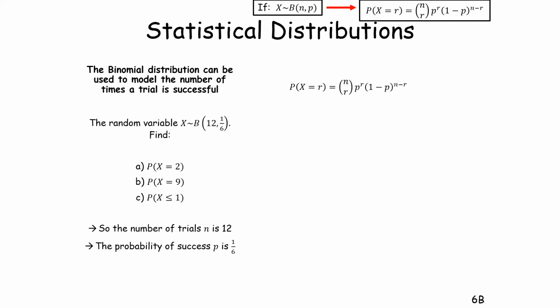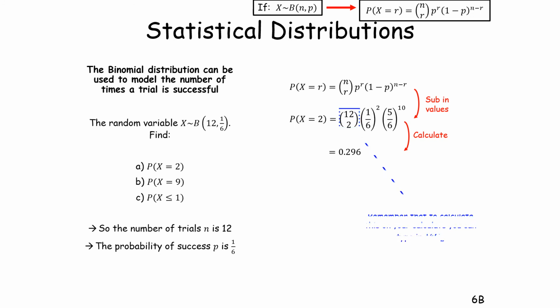Here's the formula again. We're looking to find 2 successes. So we simply substitute in r with 2, p with 1/6, and 1 minus p with 5/6. Now if you type this into your calculator, once you calculate that, you get 0.296. So why don't you pause the video and have a go at part B.